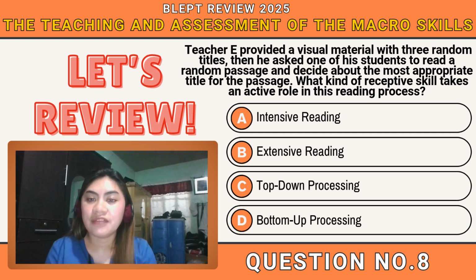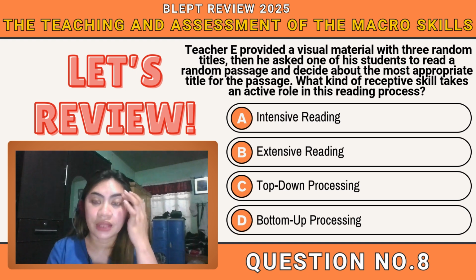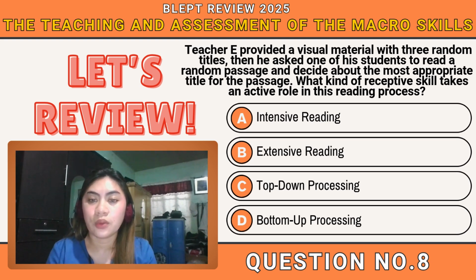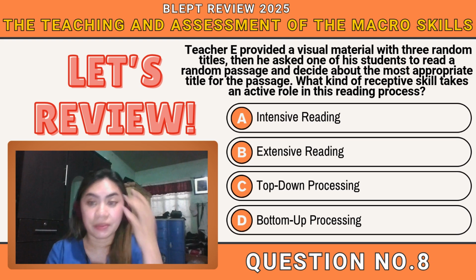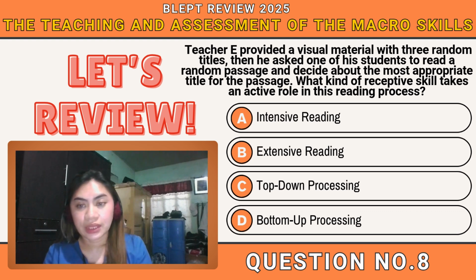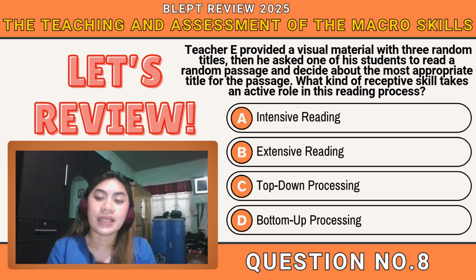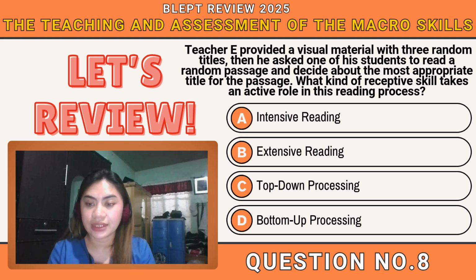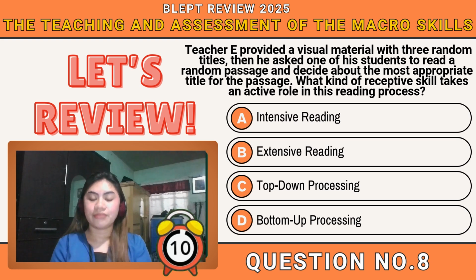Teacher E provided the visual material with three random titles. Then he asked one of his students to read a random passage and decide what is the most appropriate title for the passage. What kind of receptive skill takes an active role in this reading process? Is it A, intensive reading, B, extensive reading, C, top-down processing, or D, bottom-up processing? So you have 10 seconds to answer and your timer starts now.